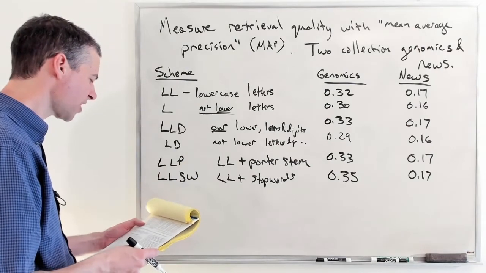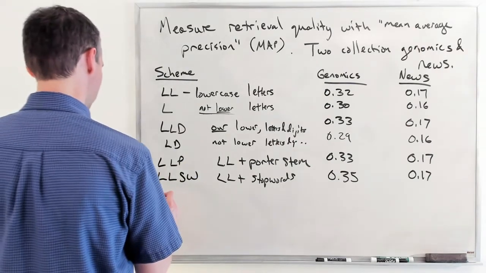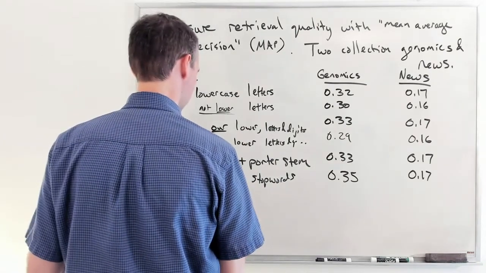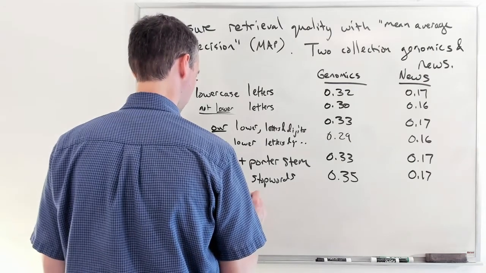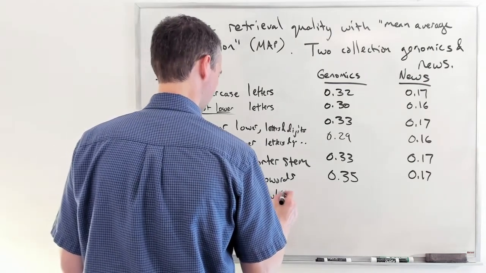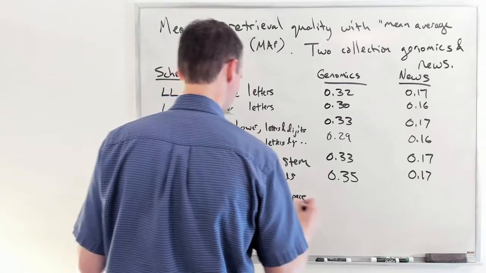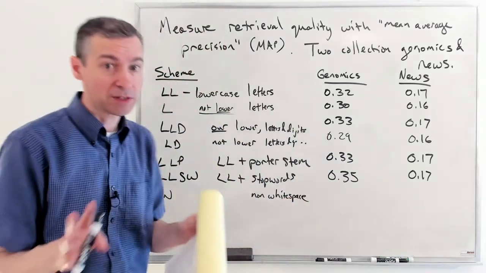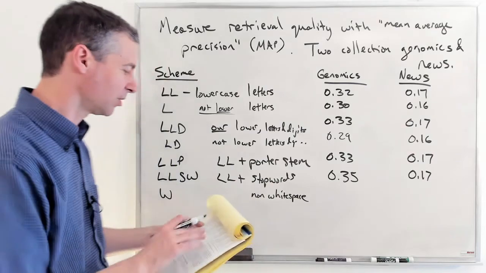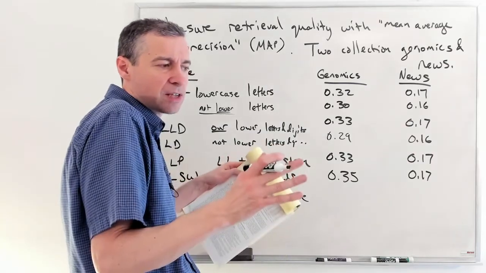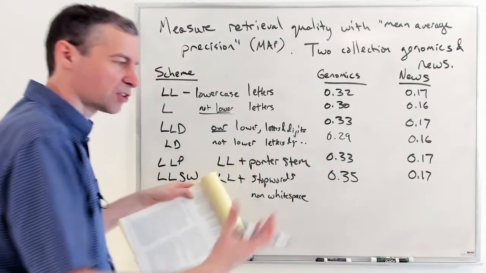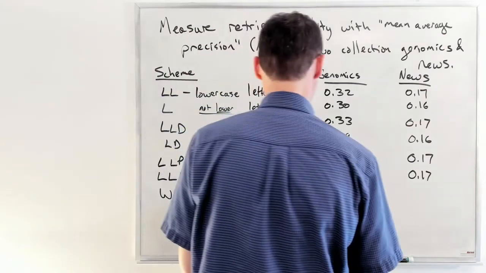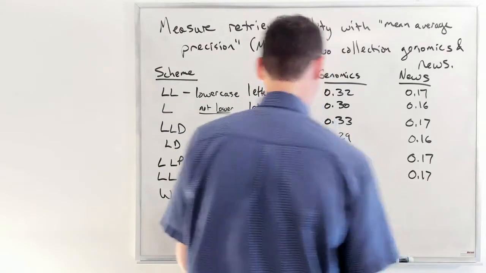Then they go and try some wild schemes. They say, let's just break on non-white space. Let's make tokens so that the tokens are non-white space. By the way, that includes all the punctuation and everything. Anything that's not white space becomes a token, and it's all stuck together. So if you have a period at the end of a sentence, that becomes part of the word. That sounds crazy. Yeah, so this drops all the way to 0.17.